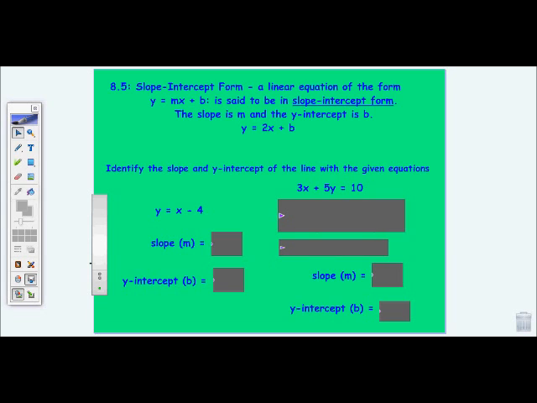The slope is m, and the y-intercept is b. Okay, so this is the same one I just used, the beginning of the same one I used there. In each one of these equations, it says, identify the slope and the y-intercept of the line given the equation. So if we go to this equation first, is it in y equals mx plus b form? Is it in y equals?